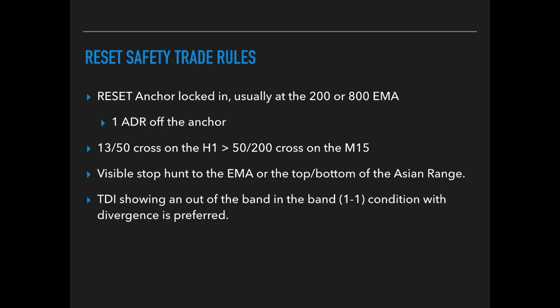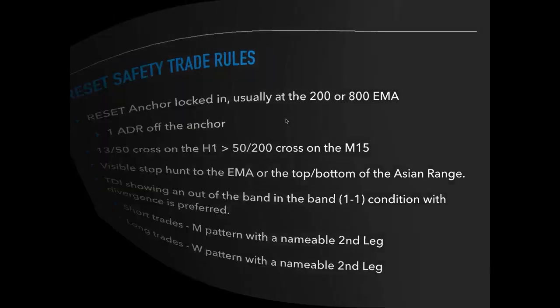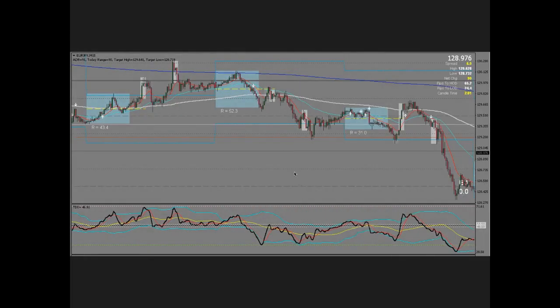TDI showing out of the band, in the band condition with divergence, and this applies to both short trades and long trades. M pattern with a nameable second leg, W pattern with a nameable second leg, same as the safety trade. The only difference, like I said, is that we're looking for a reset peak instead of a normal cycle peak.